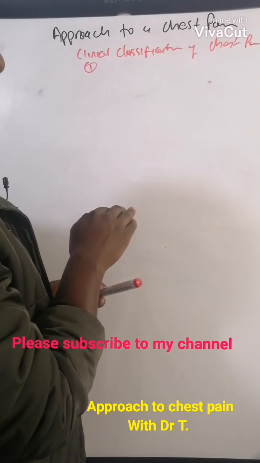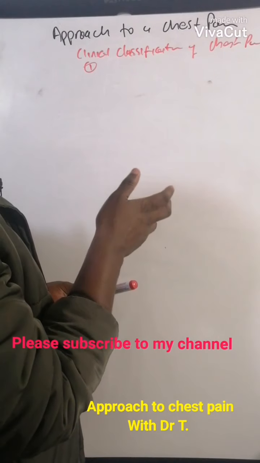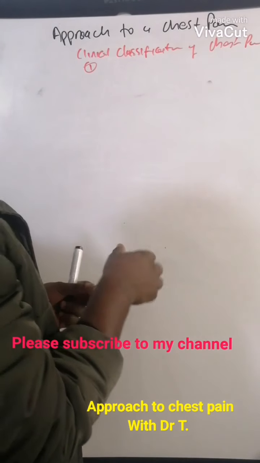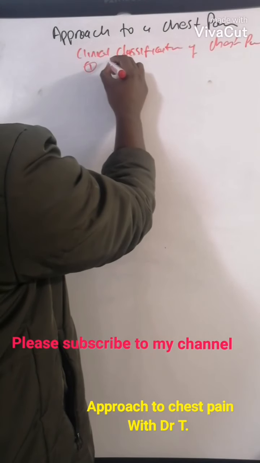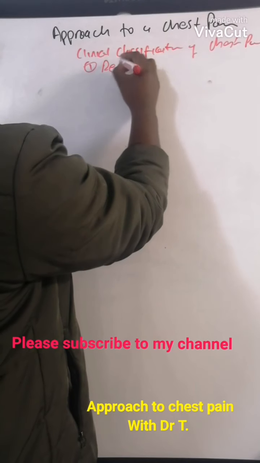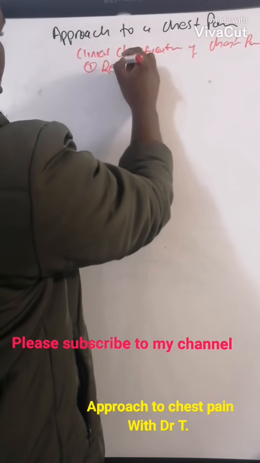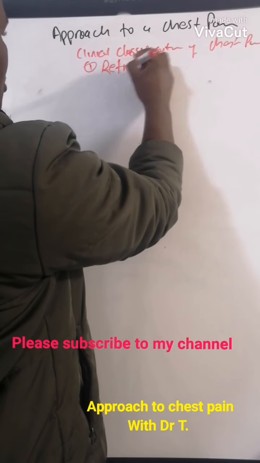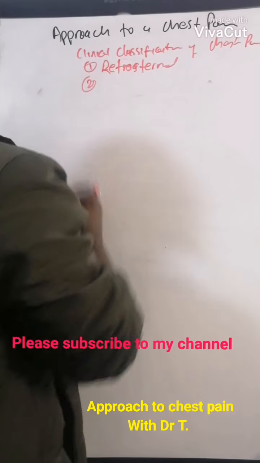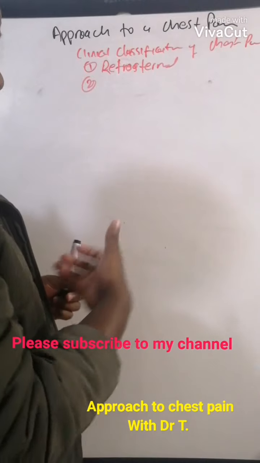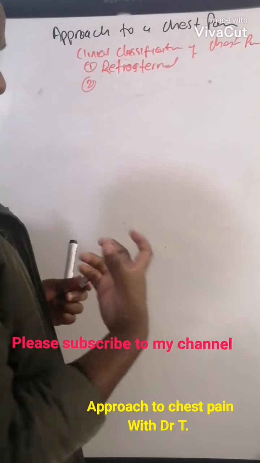This helps you to decide whether the chest pain that you are seeing is a cardiac or a non-cardiac chest pain. So number one, it must be a retrosternal chest pain or substernal. Retrosternal. Number two, it must be substernal or it must be retrosternal, meaning behind the sternum. That's the location.